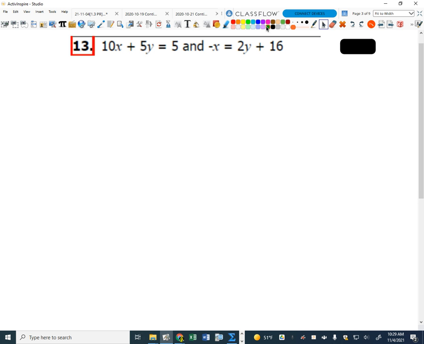So let's deal with both of these lines. We'll call this the red line. Okay, so we're starting here with 10x plus 5y equals 5. Now, how are we going to find the slope?